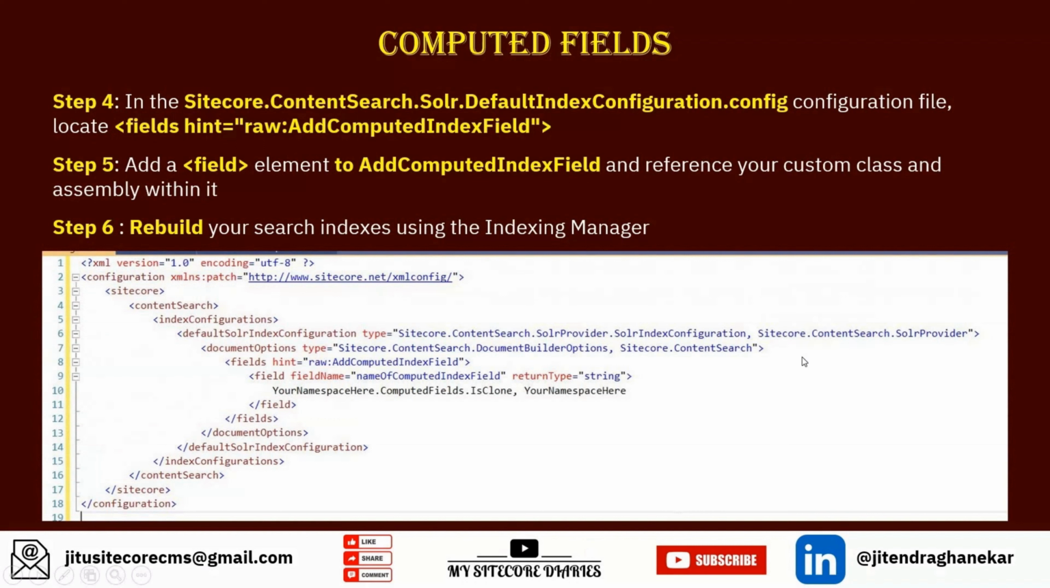So basically you will write a patch file where you will add the field. Here the hint is equal to raw, add computed index field. Inside that you will add your field, where the name is the name of your computed field, the return type is whatever you have, and then your namespace with the class which you have created. So that is the class, and your assembly is your DLL. So this is how you will add the patch for the computed fields.